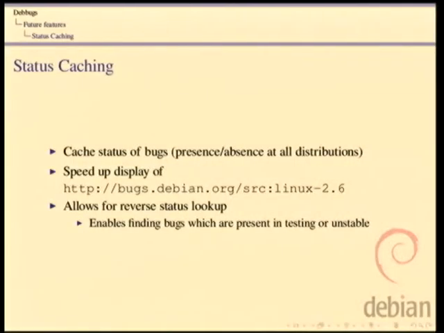Okay, this is a set of the future features that I'm trying to work on. Status caching, that'll come as a consequence of SQL work. And this will also enable you to do reverse status lookup, where you can look up bugs by their status, which you can't currently do. You can only look up bugs in a general thing and then exclude on the basis of the status, which is really slow and not good.